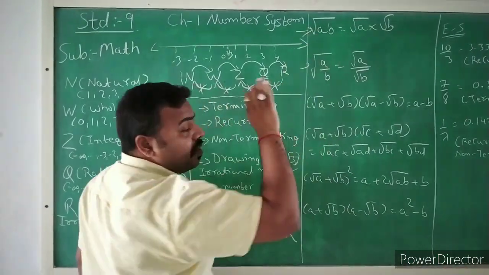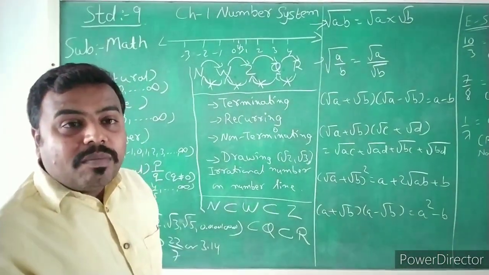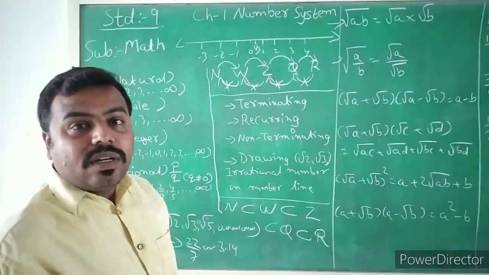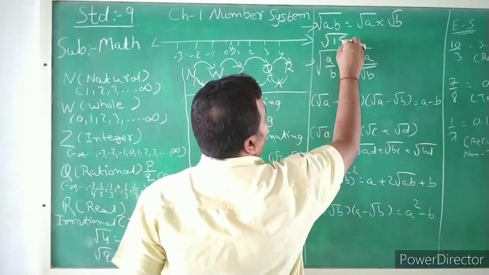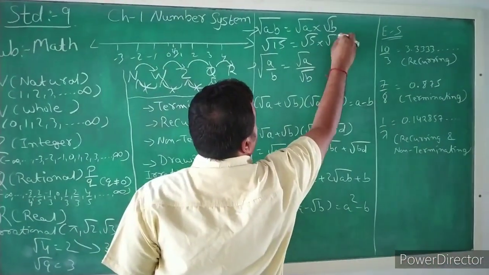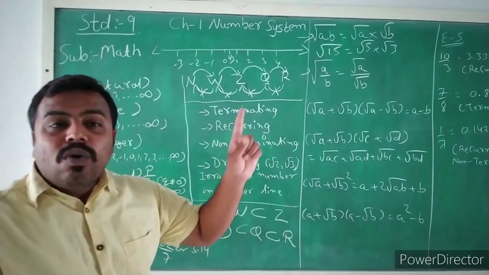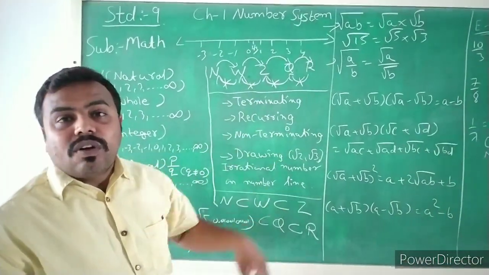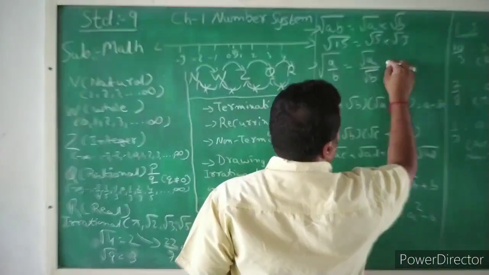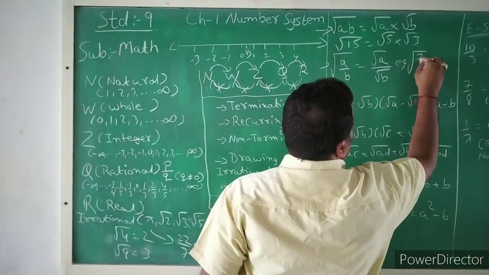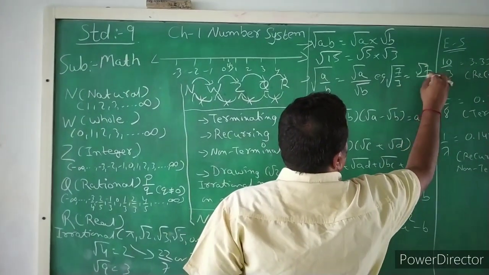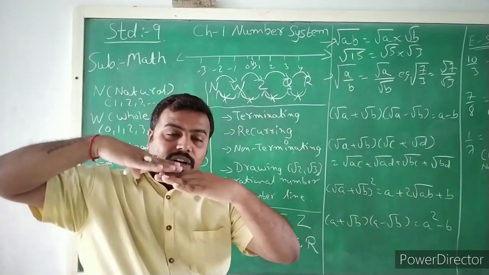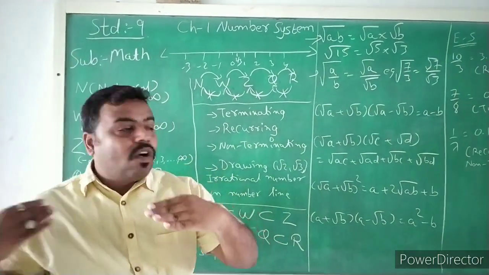First is if under root has 2 numbers, that is under root of a into b, then it can be written as under root of a into under root of b. Say for example root 15. So root 15 can be written as root 5 into root 3, and both the given numbers are irrational numbers. Similarly, under root of a upon b, say for example under root of 7 upon 3, that is root 7 upon root 3. Individually we will be writing under root terms in numerator and denominator.